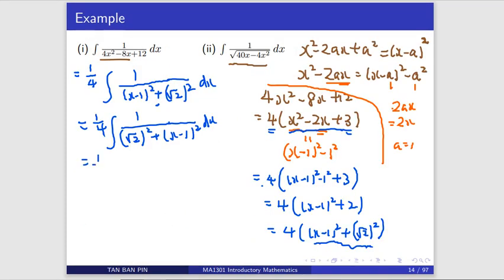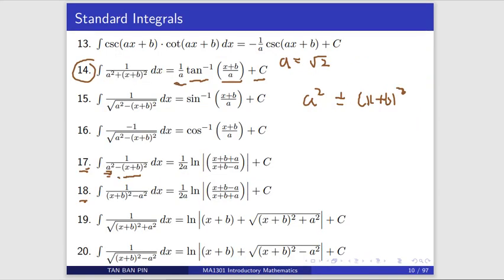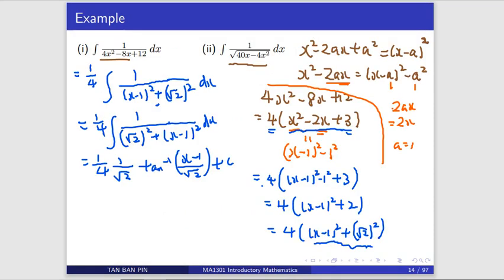So the answer should be 1 over a, so it's 1 over square root 2, 1 over a, and tangent inverse x minus 1 over square root 2 and plus c. The formula is 1 over a tangent inverse x plus b over a plus c. A is equal to square root 2, and b is just x minus 1. x plus b is just x minus 1. So the answer is 1 over 4 square root 2 tangent inverse x minus 1 over square root 2 and plus c.